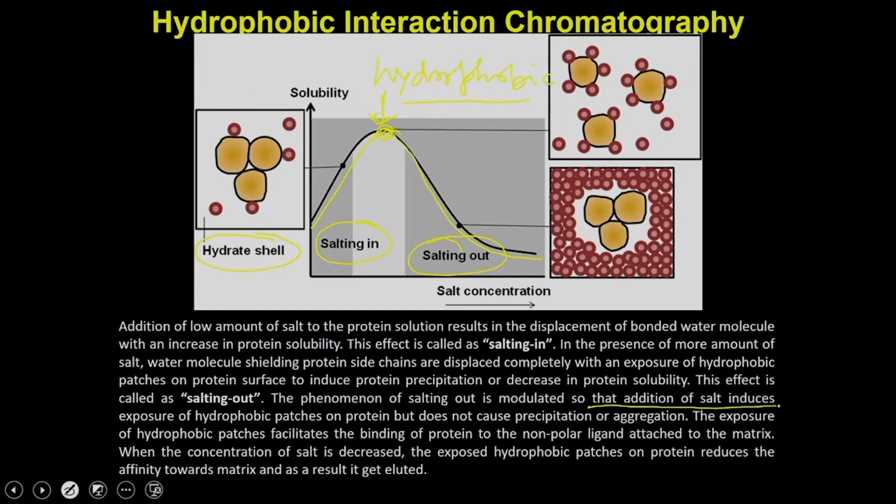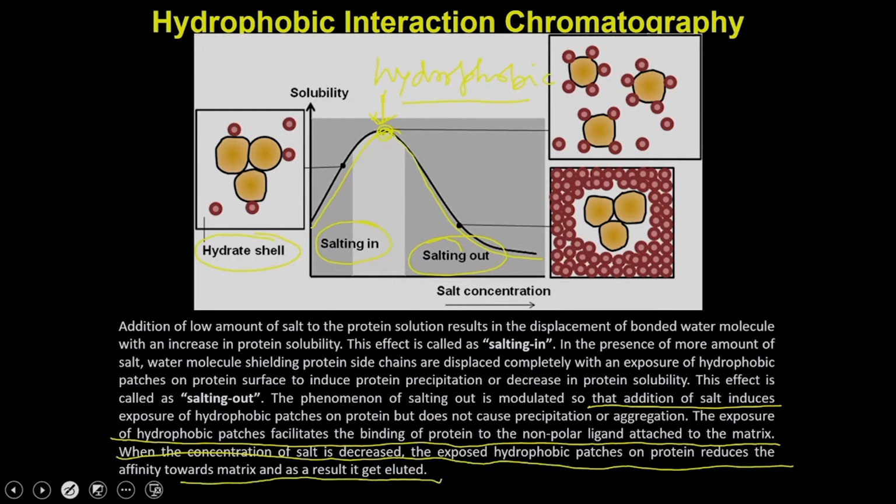So, the addition of the salt induces the hydrophobic patches, facilitating the binding of the protein to the non-polar ligands attached to the matrix. When the concentration of salt is decreased, the exposed hydrophobic patches on the protein reduce the affinity towards the matrix, and as a result it gets eluted.